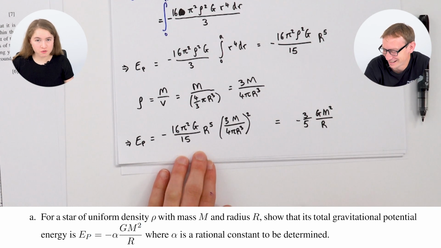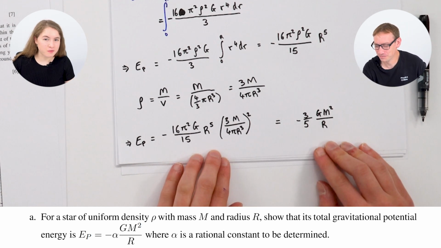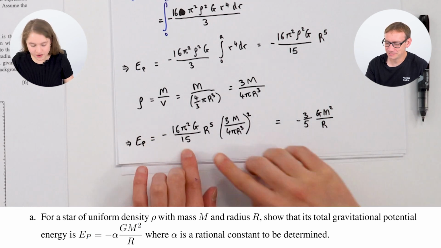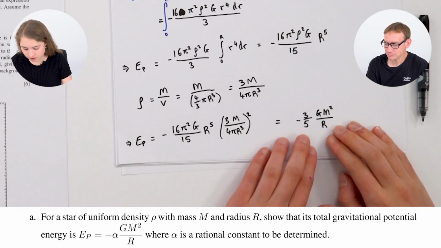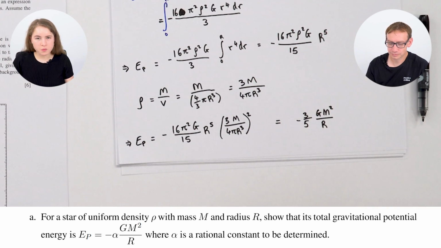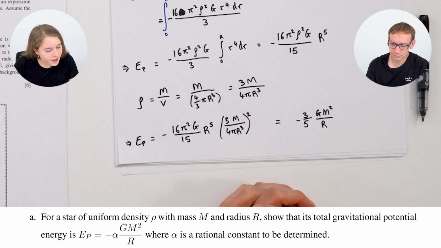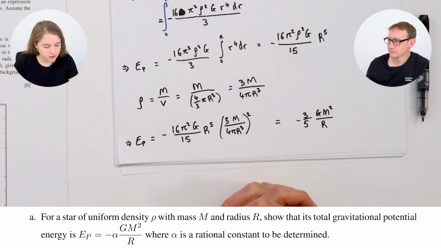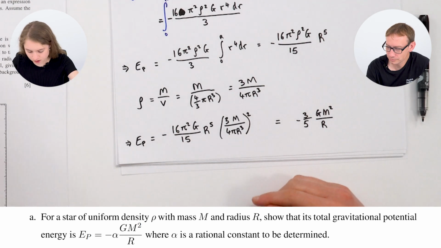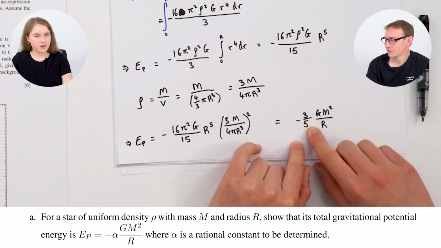Please just write it out fully. We're simply doing this to save time and paper for now. So eventually when you simplify this, it comes out to be minus 3/5 gm squared over r. Glancing back at the question to see what exact form we should give our answer in, they said where alpha is a rational constant to be determined. And so we have a look and it says minus alpha times gm squared over r. So alpha is 3/5. Perfect.